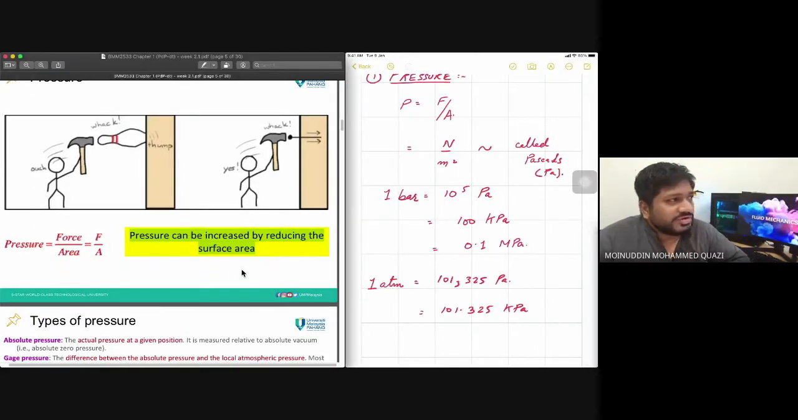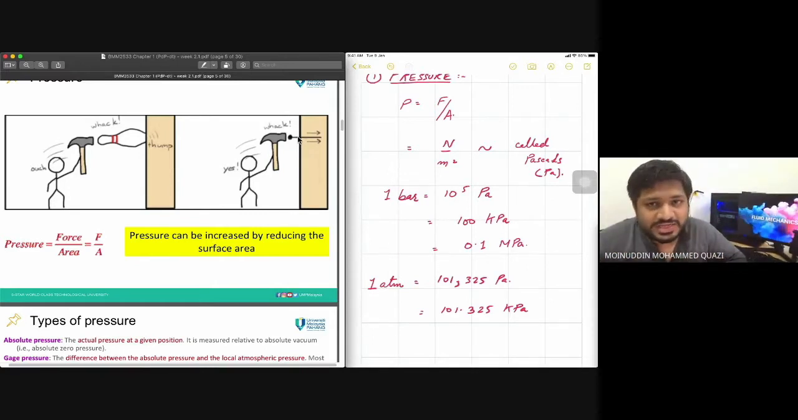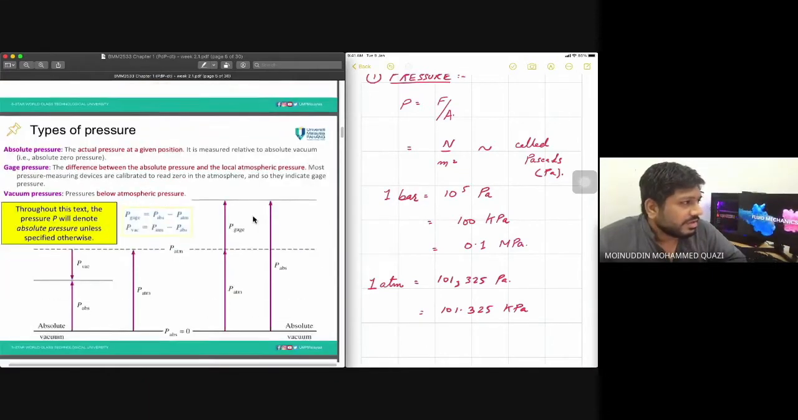If you have a large area, then the pressure is reduced per unit area. However, if you have a very small area, then you can easily hammer a nail into the wall, because the area is very small and the force going through that small area creates a lot of pressure. This is just a generalization of pressure in terms of area: a small area produces larger pressure for the same amount of force.